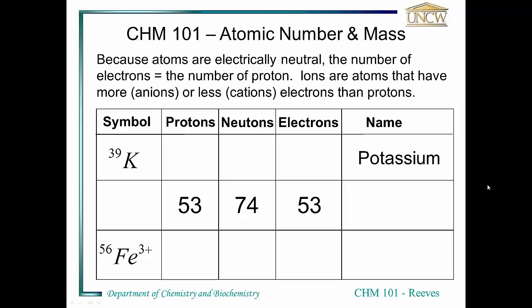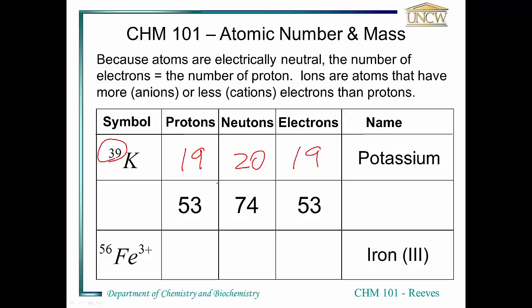Okay, let's begin the discussion of average atomic mass by filling out the table that you see here. In the first row, we have potassium, and potassium, if you look it up, has 19 protons. Since the atomic mass is 39, that must mean there are 20 neutrons, and since potassium is neutral, it must have 19 electrons to exactly balance the 19 protons.